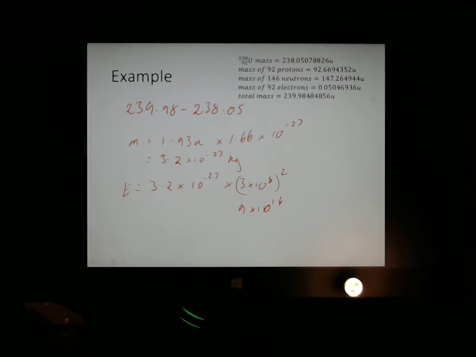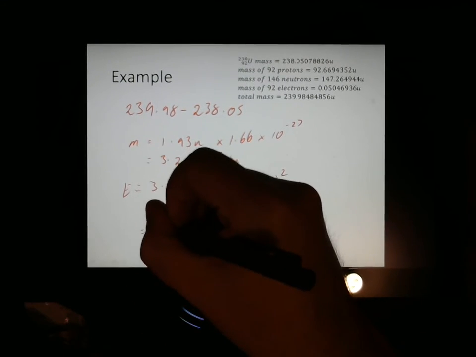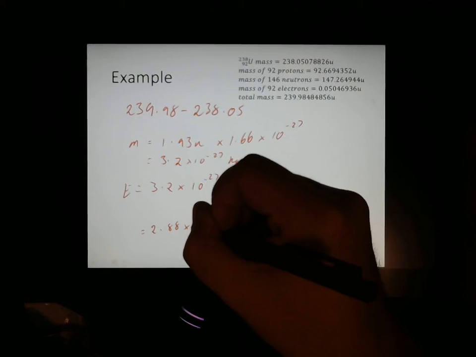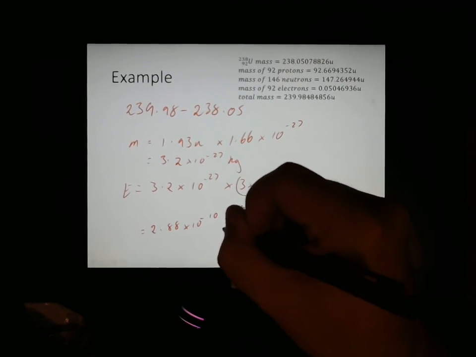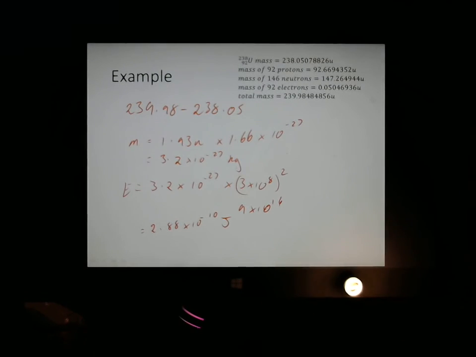3.2 times 10 to the negative 27, multiplied by 9 times 10 to the power of 16, and we get an answer of 2.88 times 10 to the negative 10 joules, and that's our binding energy. It's as straightforward as that. Now this might not seem like much, but again remember, this is from one singular atom.